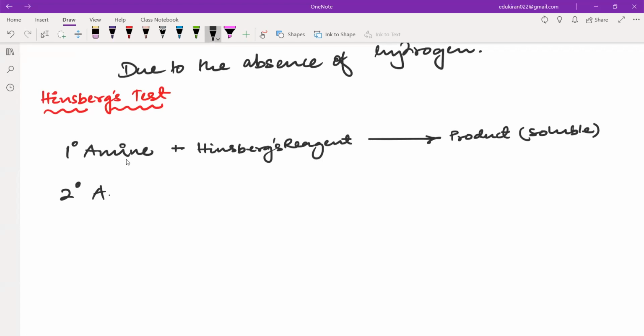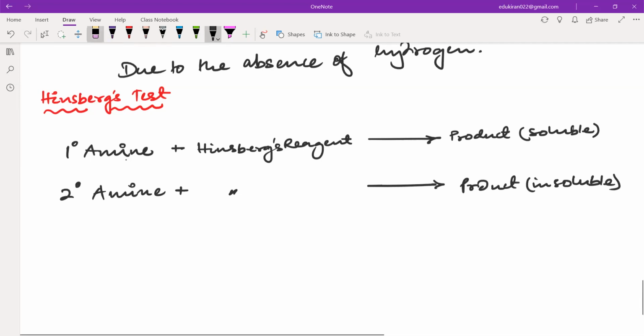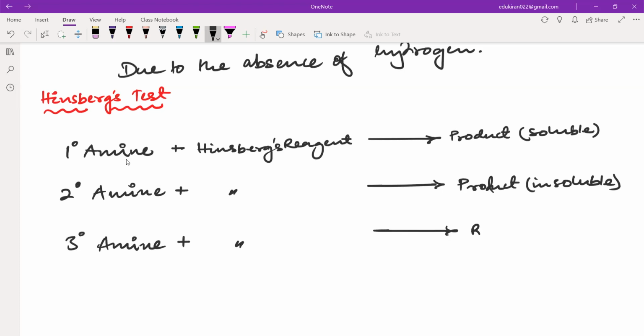Secondly, if you have 2 degree amine and you react this with the same Hinsberg reagent, you will get a product which is insoluble in water. So you got a new product. That means whatever reactant you put, that is not present now. A new molecule is present, but that is not soluble in water. Now, if you take 3 degree amine plus Hinsberg reagent, there will be no reaction.